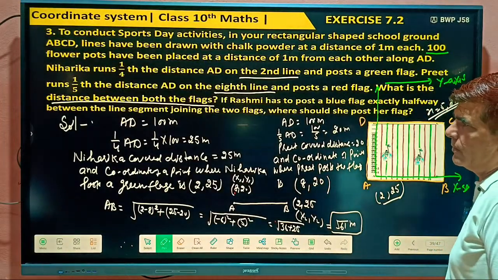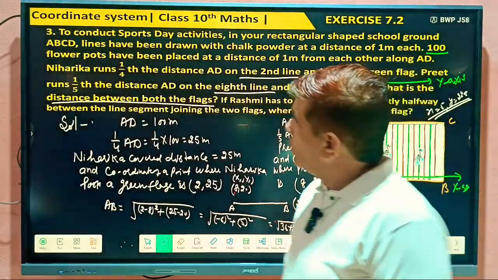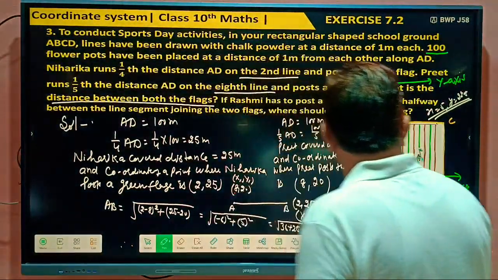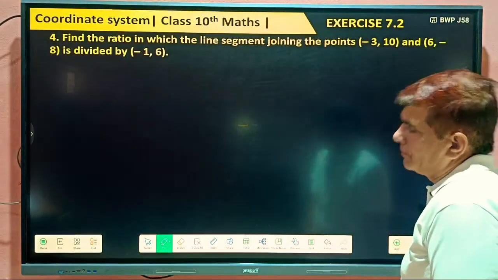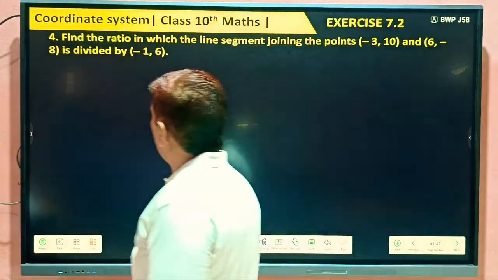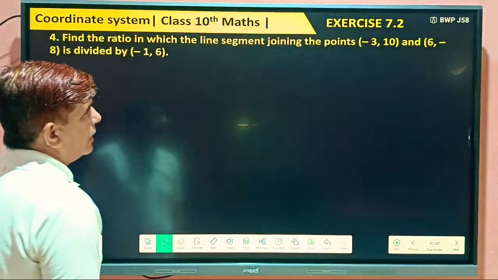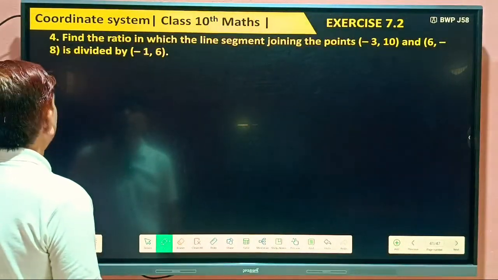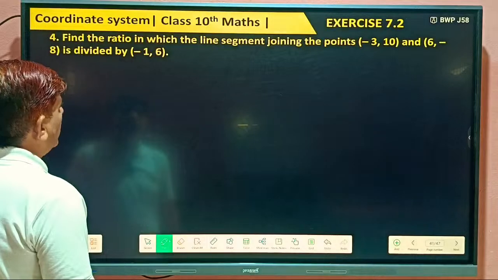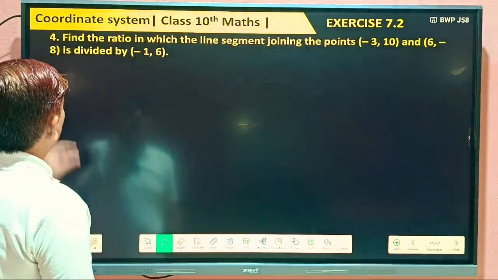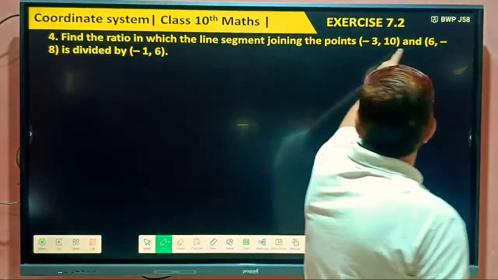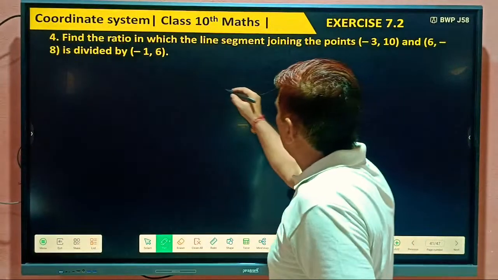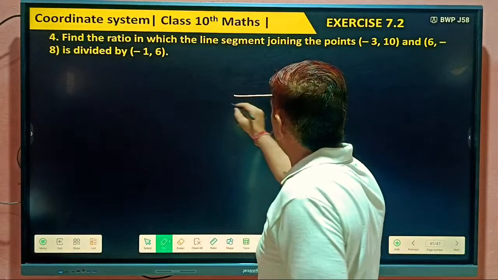Got this? So this type of question given, all are easy, not so difficult. So you should be able to solve these. Next, question number 4. Find the ratio in which the line segment joining this and this point is divided by this. So again we can take it like this.